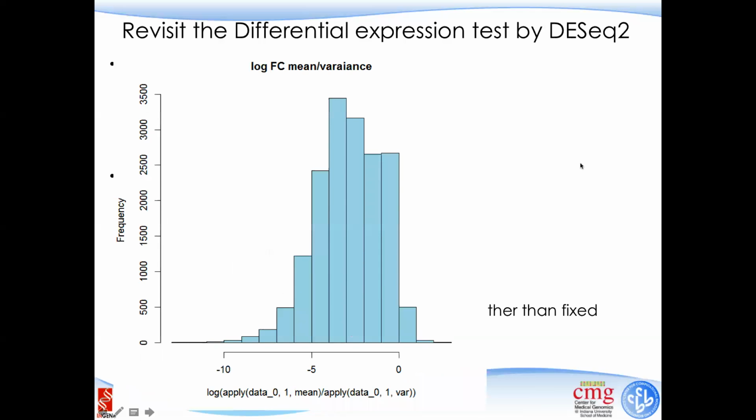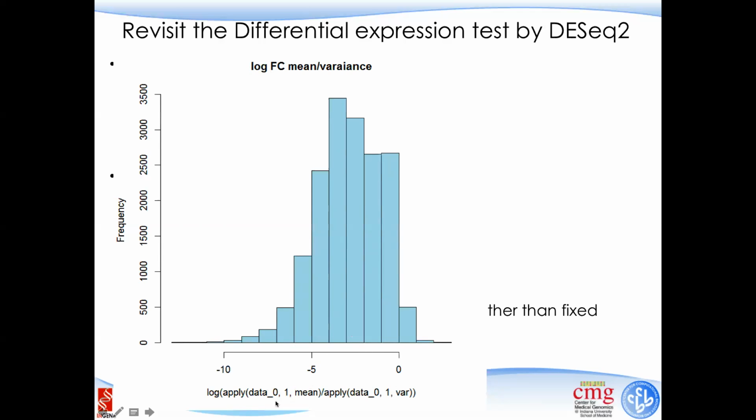What I did here is, for each gene, I compute the mean of the gene and the variance of the gene, and I take the mean divided by the variance. If this is truly Poisson, this will be centered at 1, and I take the log, so this will be centered at 0. But here, this is the distribution you have. 0 is here. You can see most of the values, from the 20,000 or more genes I have in the data, are negative.